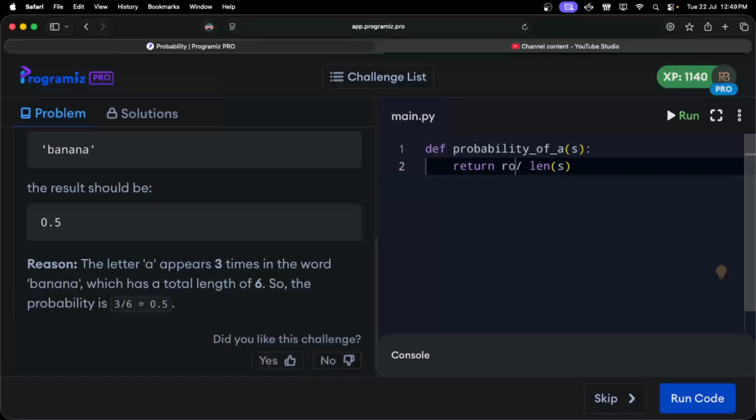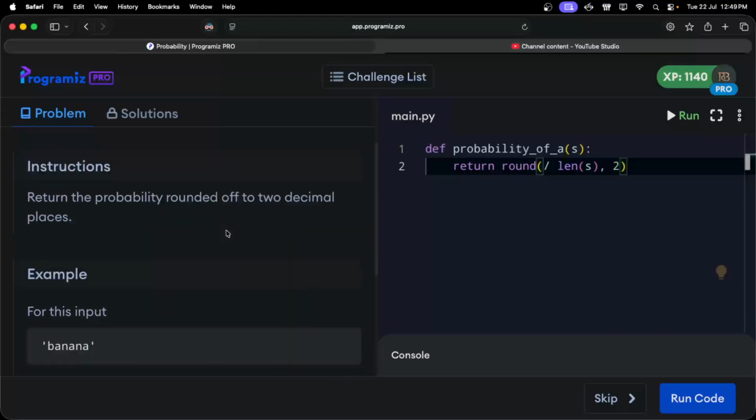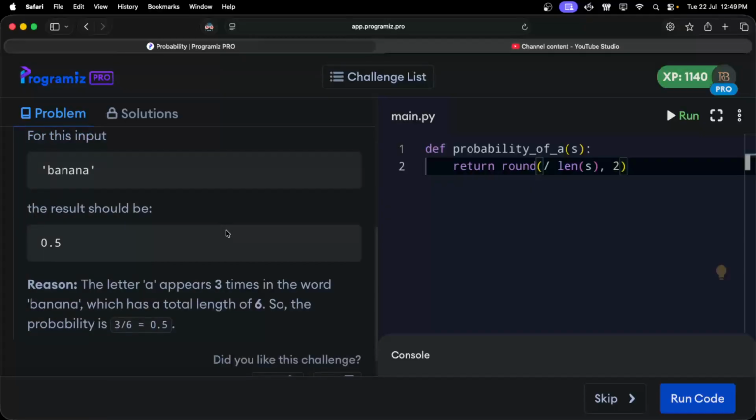And then we need to do round as well, round operation, and we need to give out the value in two decimal places. That's fine, but I just need to find the count, right? So count function, is it global though? I don't think it's a global function, man, because we can do perhaps s.count. Maybe string has a method called count.